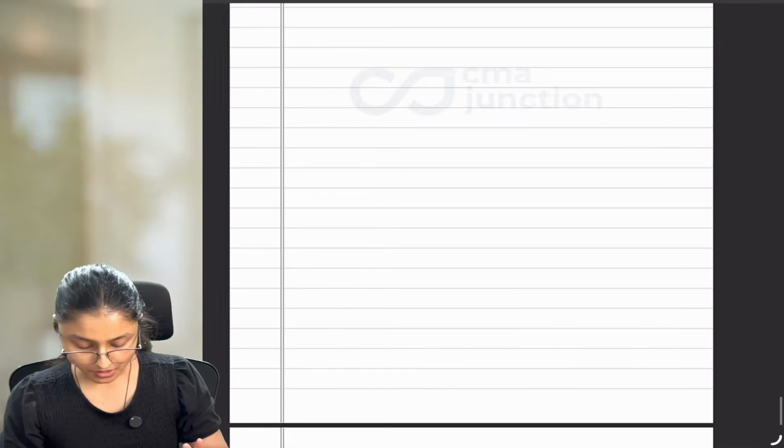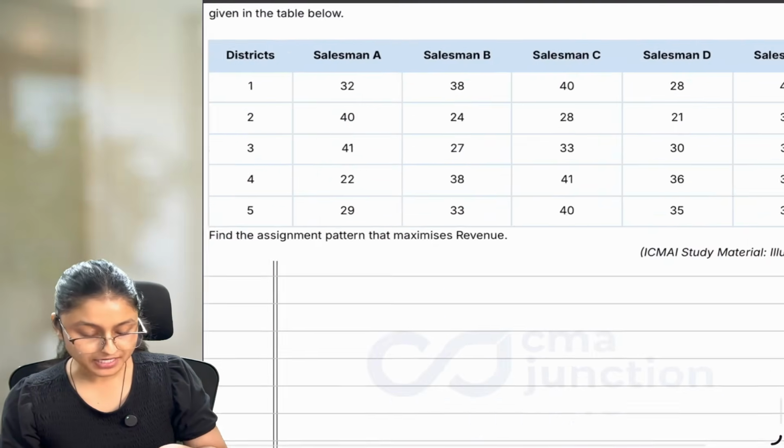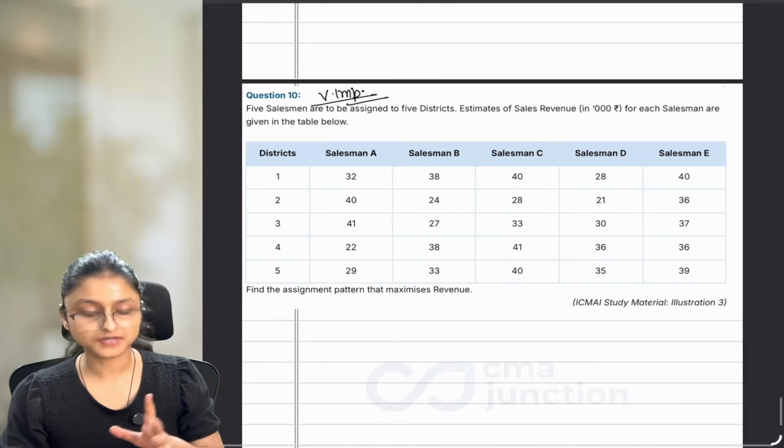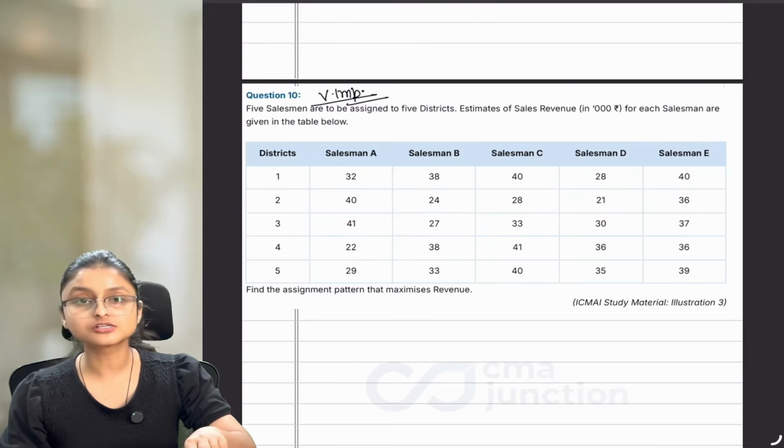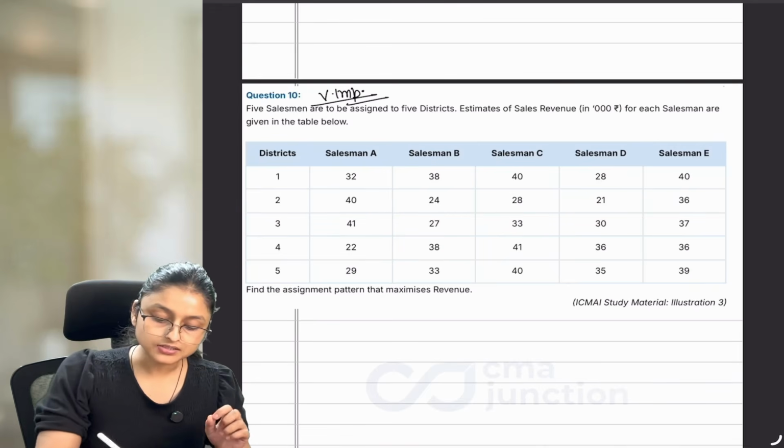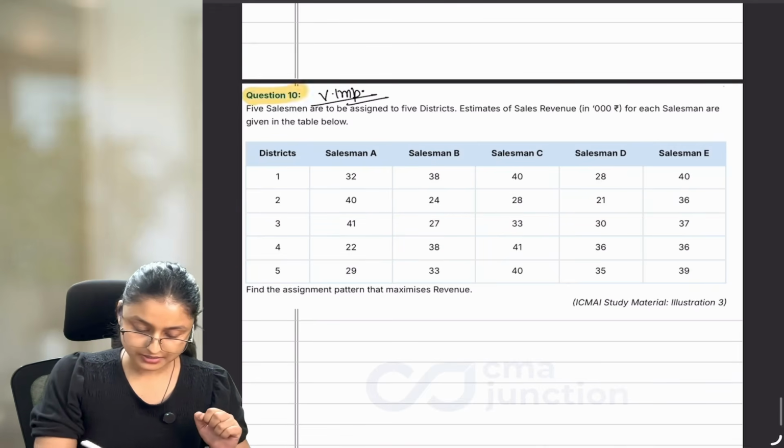Now let's see question number 10. This is something very important. I'll suggest you mark it as very important. It seems a simple question, but it will teach us something very, very important. Let's see what it says.